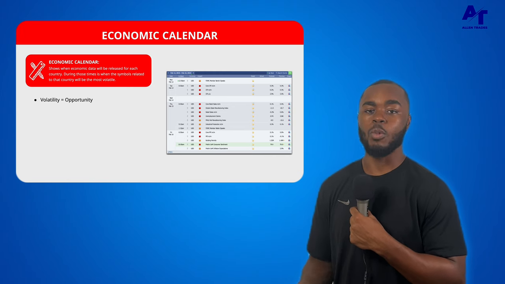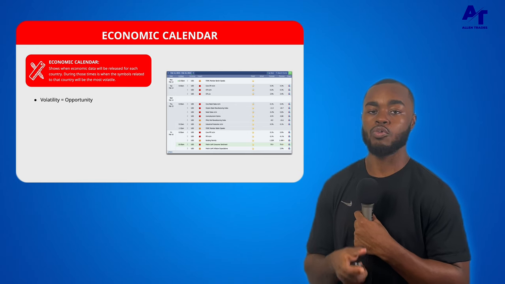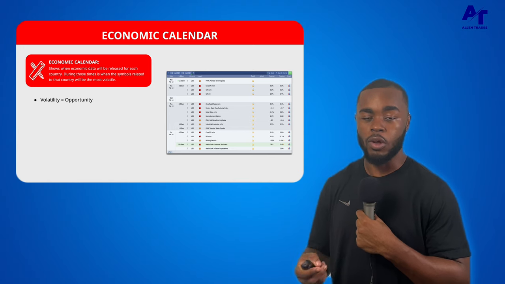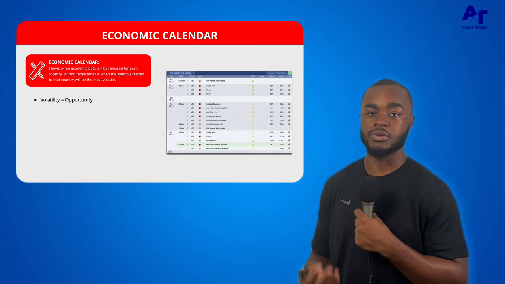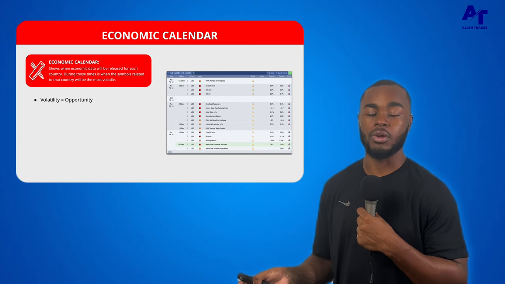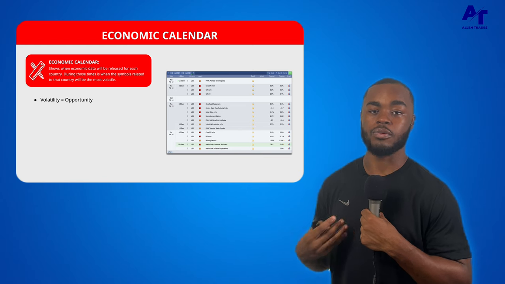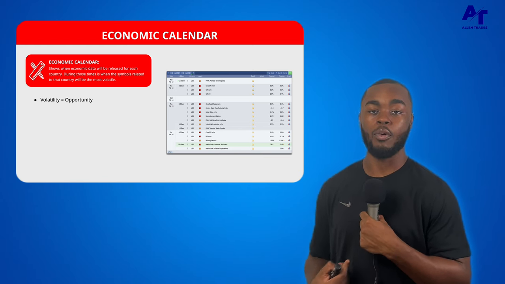Now, the reason why the economic calendar is important is because it's going to tell you when volatility will most likely be injected into the market, when the market will move the most. And as traders, all we need is opportunity. We don't care where the market is going, if it's going up or if it's going down. We just need it to move, which will give us opportunity. So that is why volatility is so important for us as traders.